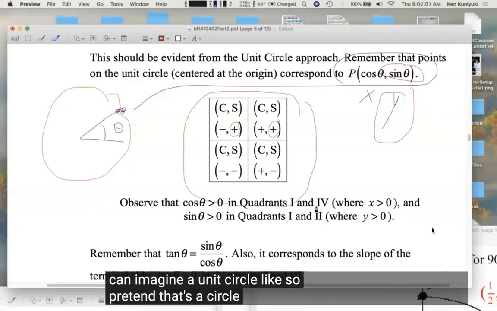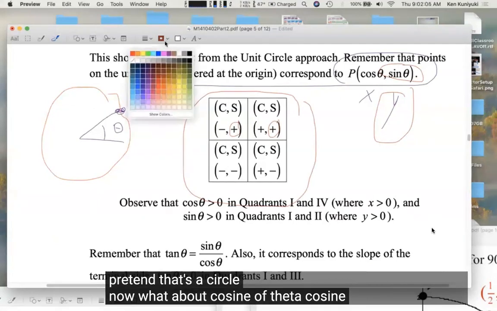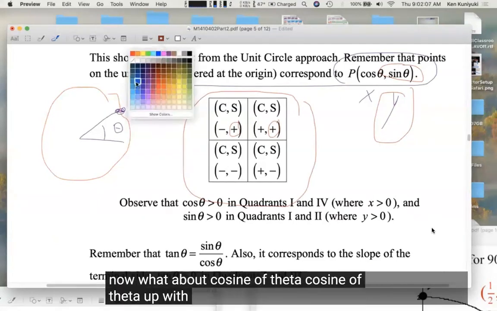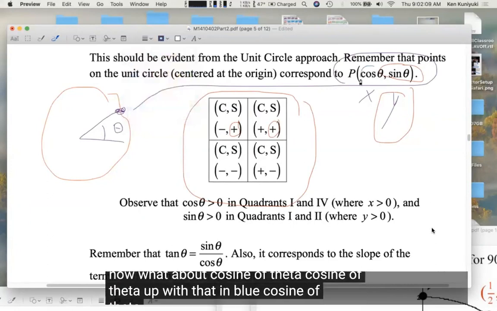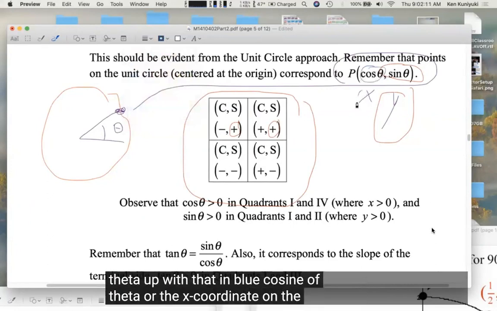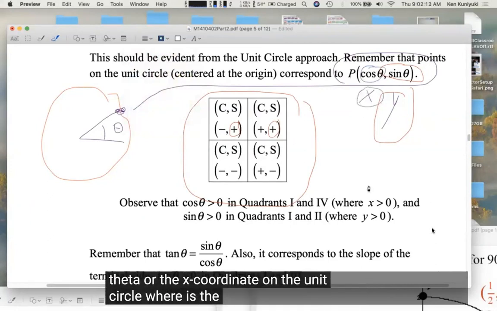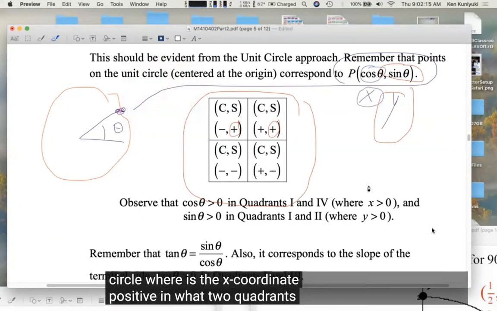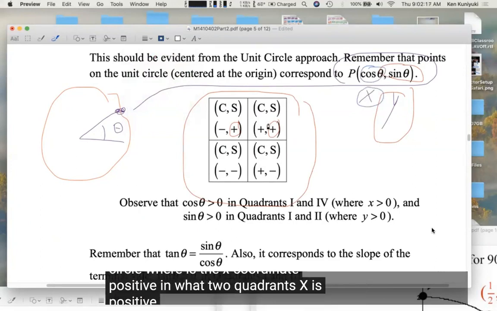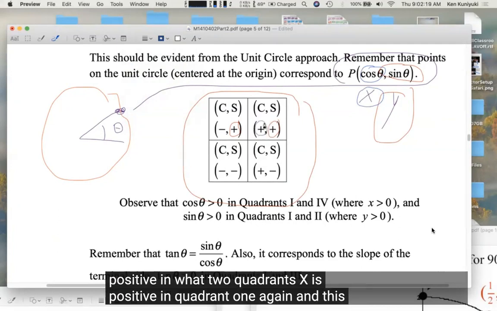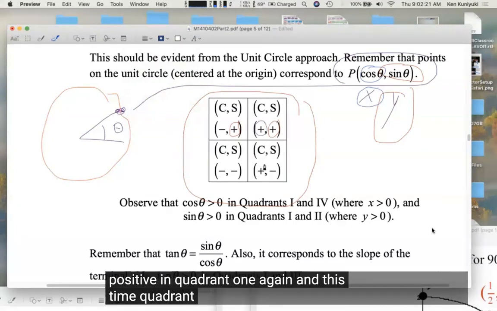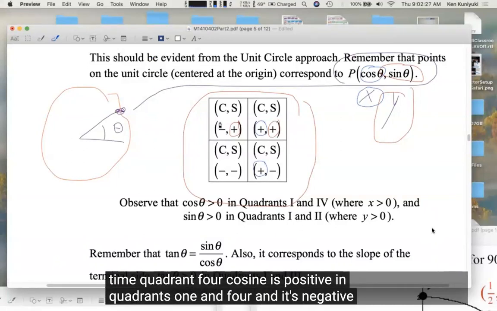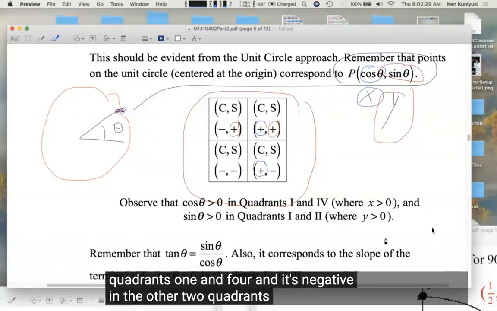Pretend that's a circle. Now, what about cosine of theta? Cosine of theta, I'll put that in blue. Cosine of theta, or the x-coordinate on the unit circle. Where is the x-coordinate positive? In what 2 quadrants? X is positive in quadrant 1 again, and this time quadrant 4. Cosine is positive in quadrants 1 and 4, and it's negative in the other 2 quadrants.